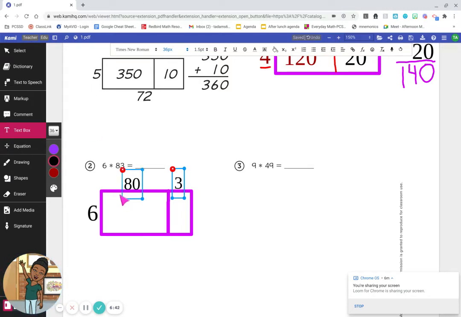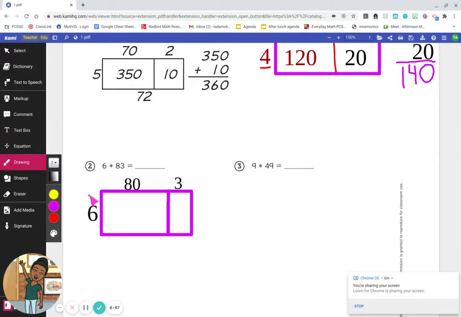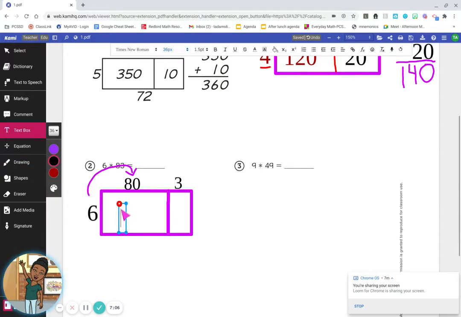Okay. Now we're going to multiply. 6 times 80 equals 6 times 8. Let's do our basic facts first. 48. And then we're going to add our 0.